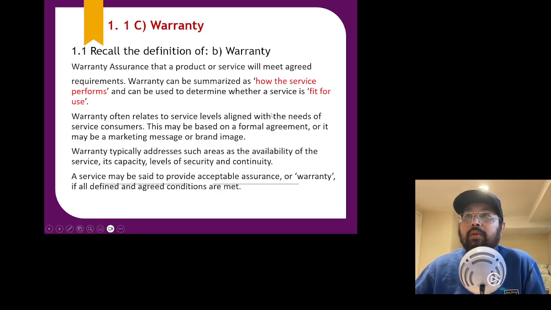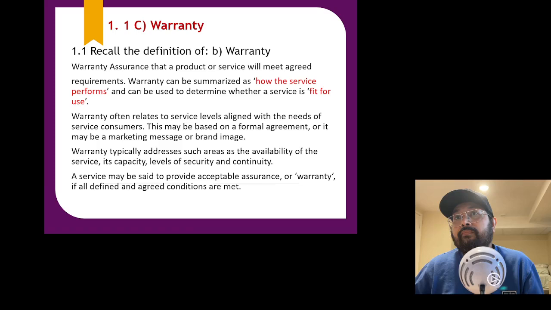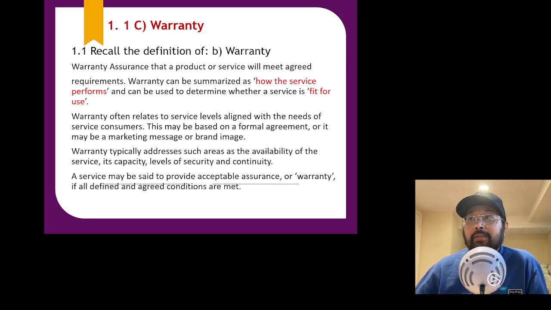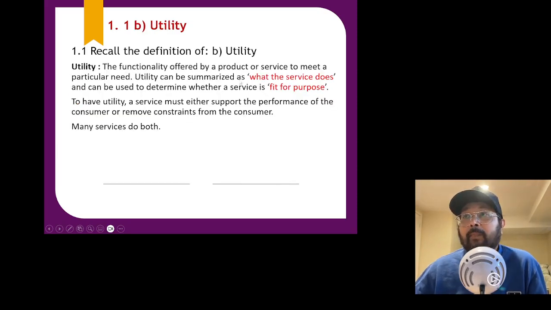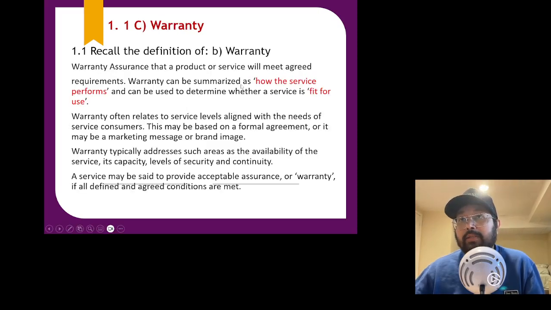And then the next topic, that is warranty. So warranty: assurance that a product or service will meet agreed requirements. Warranty can be summarized as how the service performs, and used to determine whether a service is fit for use. So you can see here, performance is related with the use, whereas the utility is not with the use. It was what is the purpose, right? So there is a clear difference between utility and warranty.